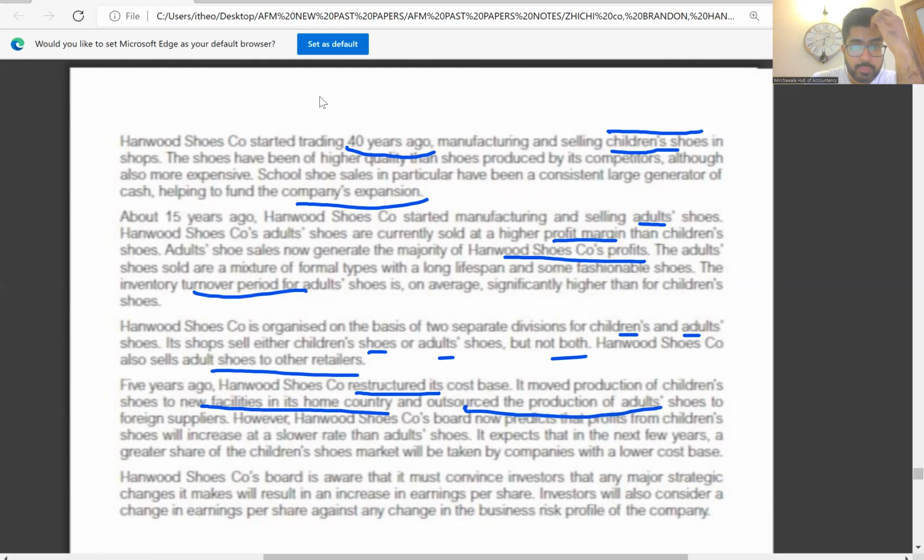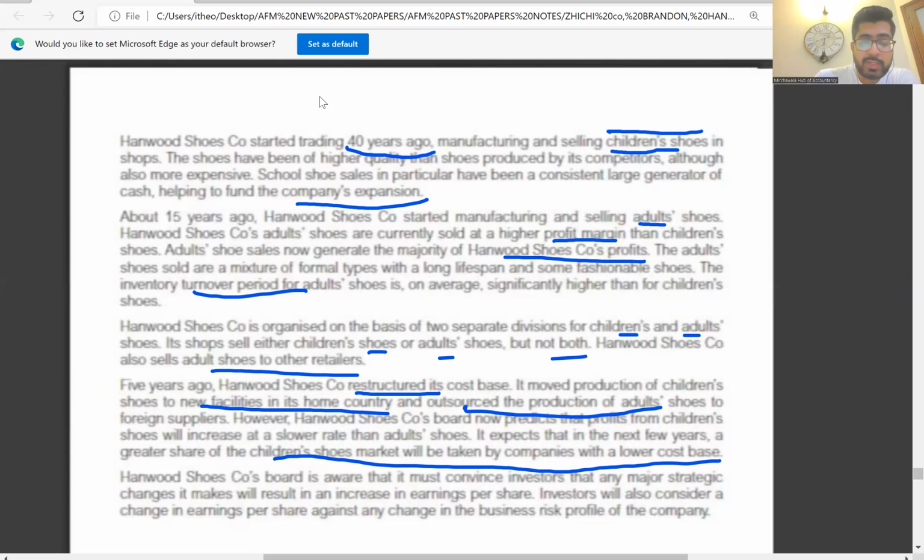However, Hanwood Shoes Board now predicts that profits from children's shoes will increase at a slower rate than adult shoes. It expects that in the next few years, a greater share of the children's shoes market will be taken by companies with a lower cost base. So obviously when higher profits are being generated by adult shoes, the interest is towards adult shoes. Now the board predicts that profit margin will grow at a slower rate for children's shoes, and in the next few years, a greater share of the children's shoes market will be taken by companies with a lower cost base.